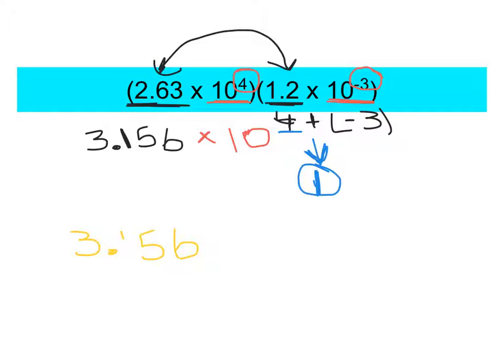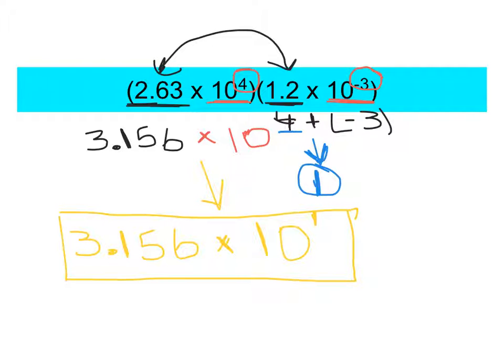3.156. Notice we don't change that first number because it's between 1 and 10. 3.156 is between 1 and 10, so we're good. Now we're going to bring down our multiplication sign, and then we'll write down our 10, which is our base, and a positive 1, which is our exponent. And this, my friends, would be our scientific notation. Alright, so that's all for multiplying with scientific notation.